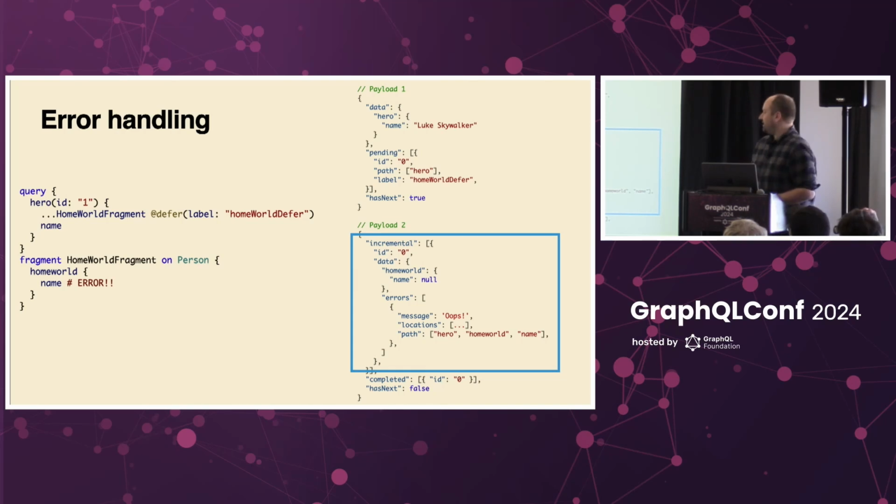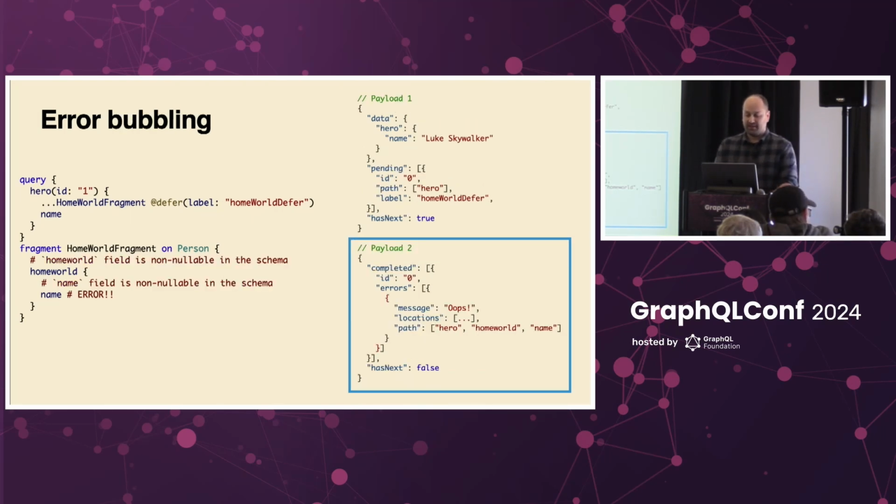All right, last thing I'm going to talk about is error handling. What happens if you encounter an error during execution of a deferred or streamed field? For the most part, it's the same as a normal query. You get the same errors, but they're returned on the incremental object where the error occurred.